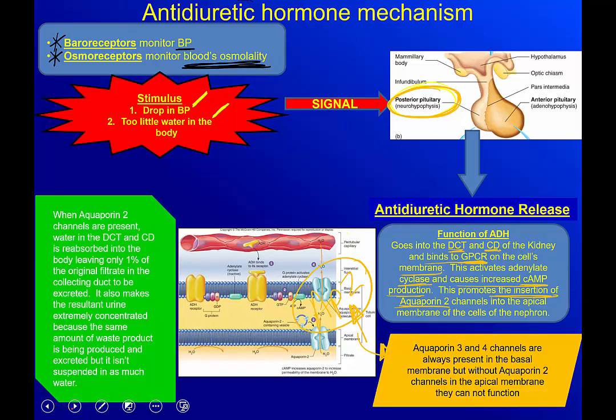I've got a bigger picture of this in the next slide, so I'll show you that in a second. When aquaporin 2 channels are present, water in the distal convoluted tubule and collecting duct is reabsorbed. I can actually bring this water in and move it over here to this blood vessel. It also makes the resultant urine extremely concentrated because the same amount of waste is being produced and excreted, but I'm putting it in less water. I'm suspending it in less water because I'm taking it back.